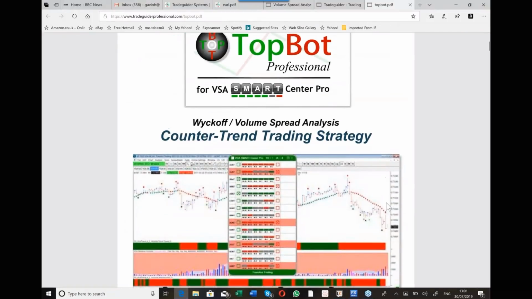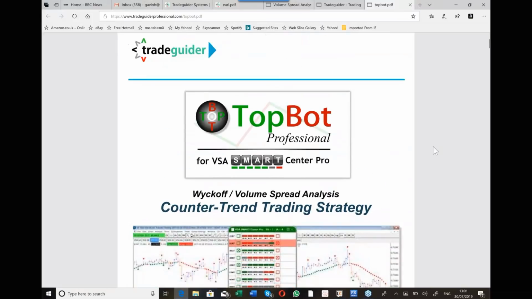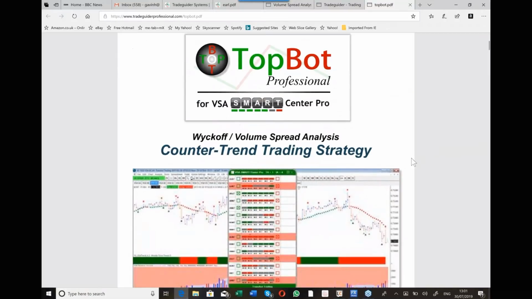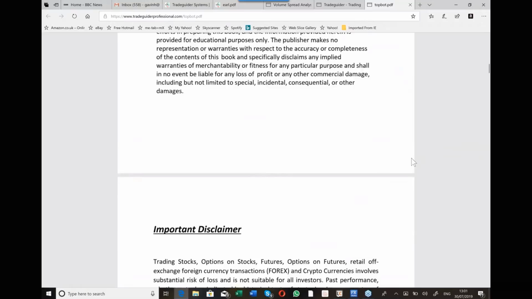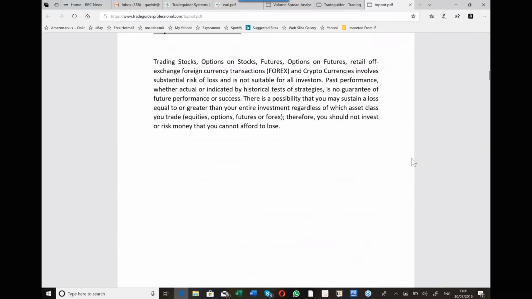But this strategy is very close to my heart, because the individual that introduced me to what we call TopBot is a guy called Nick Cowan, who is the managing director of the Gibraltar Stock Exchange. Now, you can read the whole document for yourself. It's all here. But the idea behind it is very straightforward.